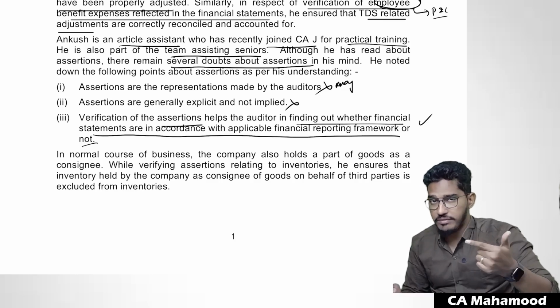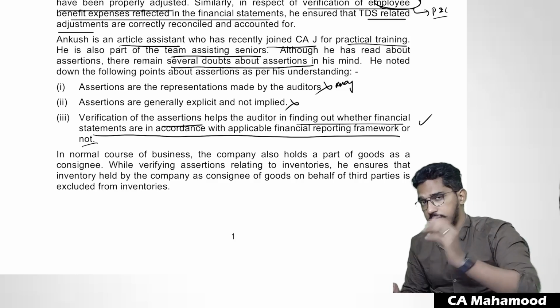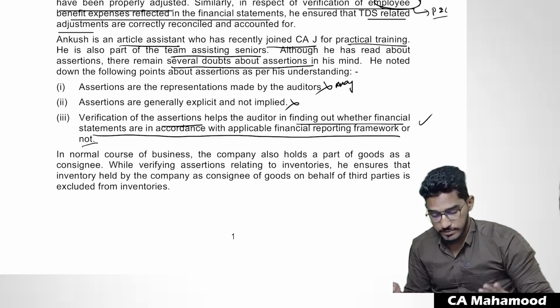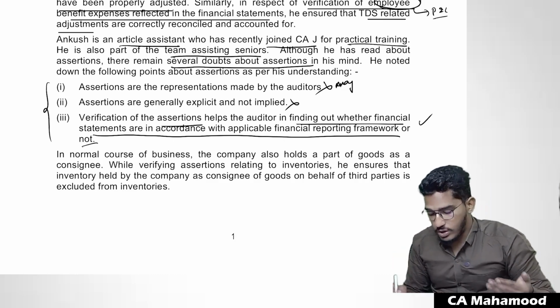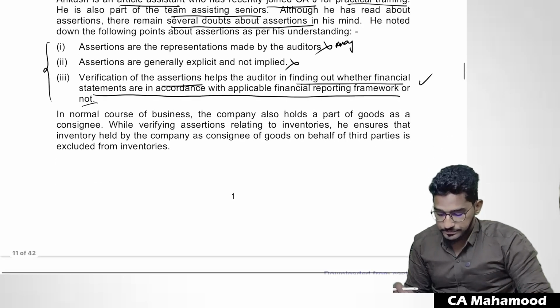Yes, this is correct. If you verify assertion, you will get to know whether the financial statements are prepared as per applicable financial reporting framework. So this article assistant is having 3 kind of observations. Out of that, 1 and 2 are wrong. Third one was only correct.